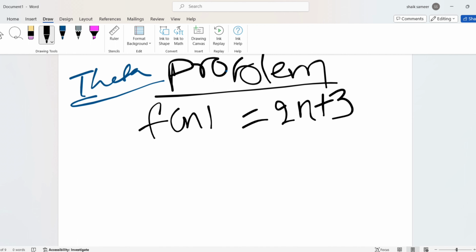This is a very basic problem. If you know how to solve problems in the big O notation or in the big omega notation, you can solve the problem in the theta notation also in a similar kind of way. So let us solve this problem.